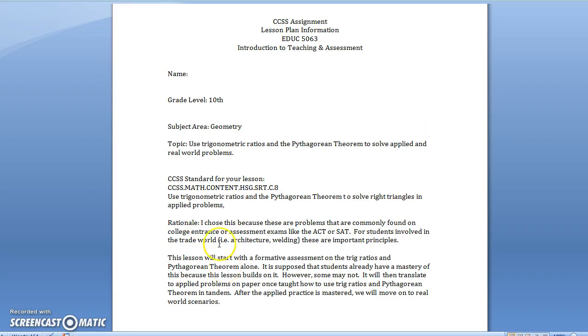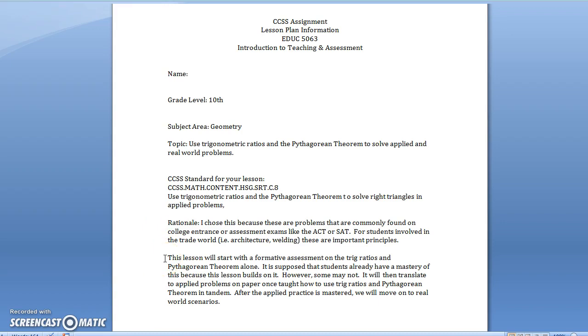Okay, so I've pulled my lesson back up. You can see that the Common Core nomenclature and the standard written out here are exactly as they appeared in the Common Core state standards that we just looked at. Now we'll look at their rationale for choosing this Common Core state standard for their lesson. It says, I chose this because these are problems that are commonly found on college entrance or assessment exams like the ACT or the SAT. For students involved in the trade world, for example, architecture and welding, these are important principles.